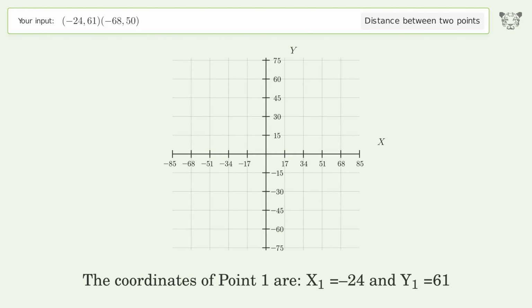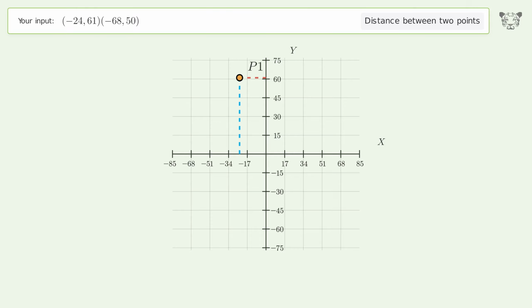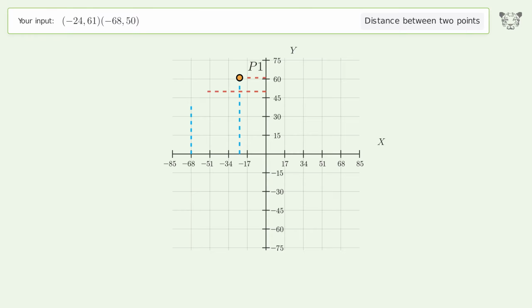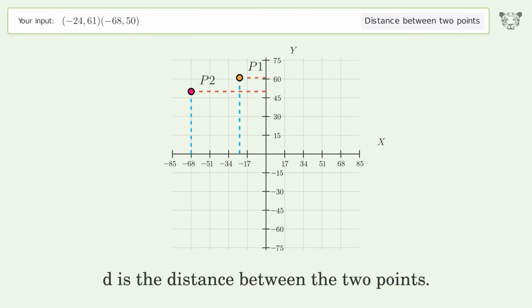The coordinates of point 1 are x1 equals -24 and y1 equals 61. The coordinates of point 2 are x2 equals -68 and y2 equals 50. D is the distance between the 2 points.